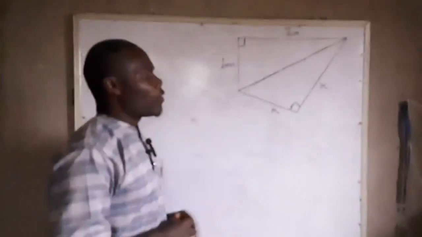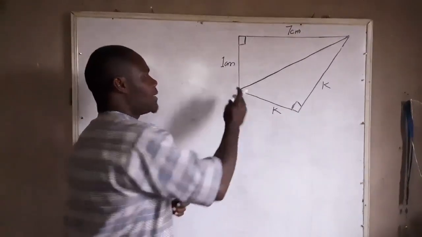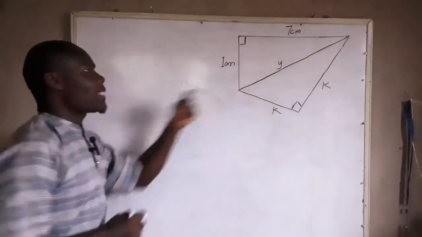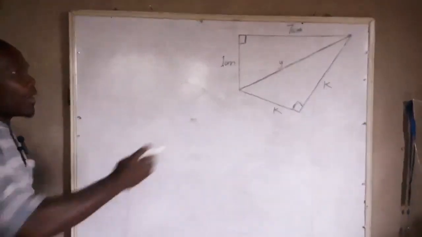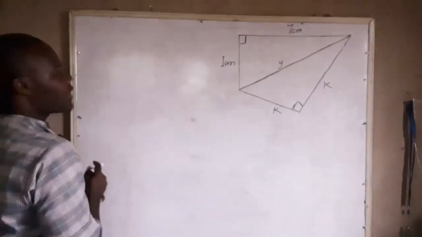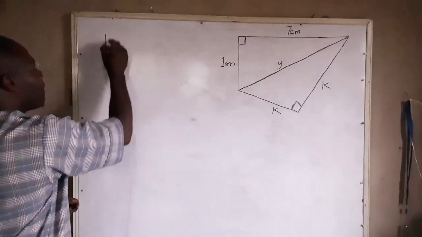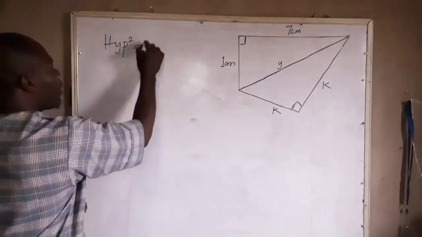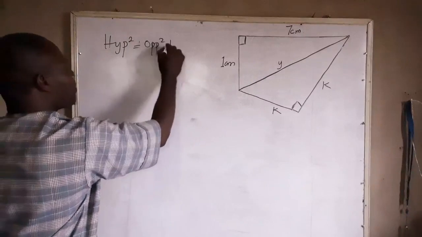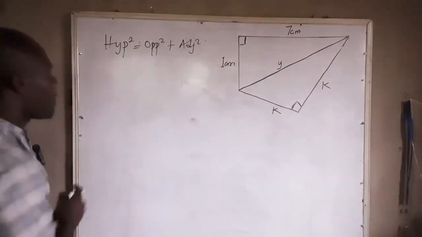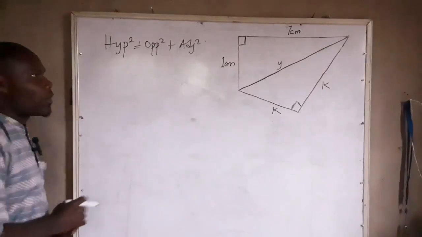The first thing you are going to do is represent the inner diagonal by Y. By representing the inner diagonal by Y, we apply what we call the Pythagorean rules. By the Pythagorean rules, the hypotenuse squared is equal to opposite squared plus adjacent squared. This is what it says.